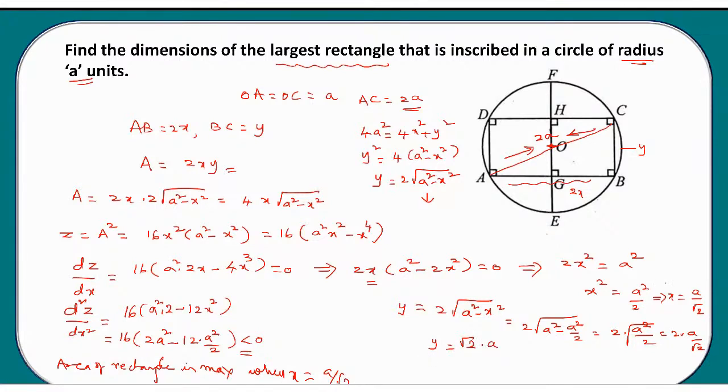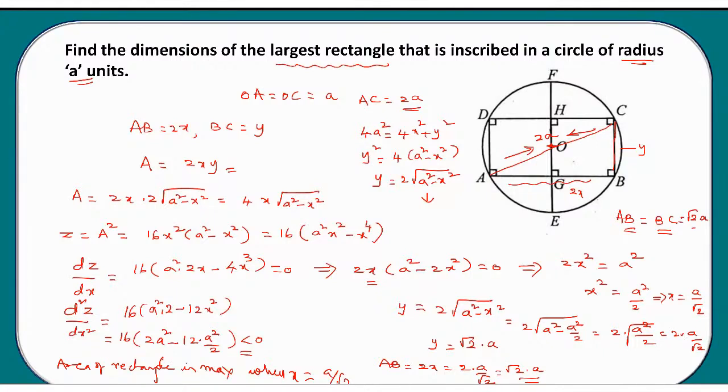What is y? Y is equal to BC of the rectangle. Then what is AB? AB is equal to 2x, that is equal to 2 into a by root 2. So that is also equal to root 2 times of a. So we noticed that AB is equal to BC. We found out the dimensions of the rectangle. That is AB equal to BC equal to root 2 times of a.